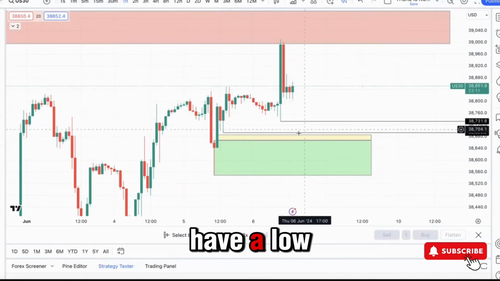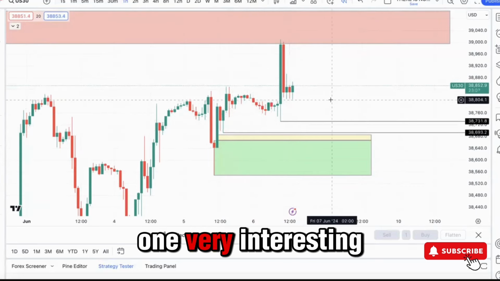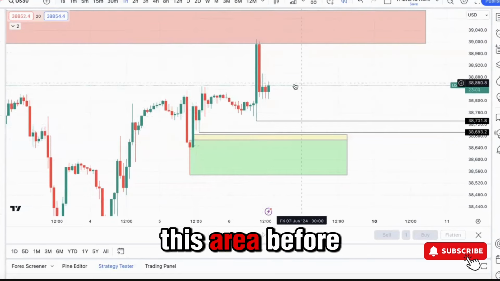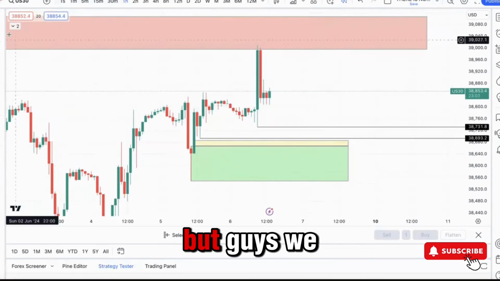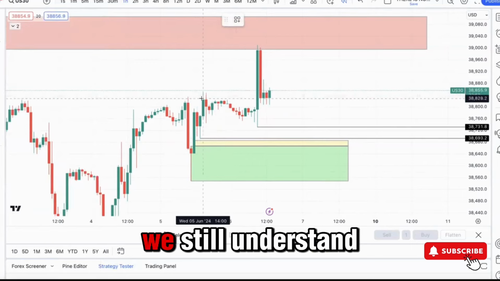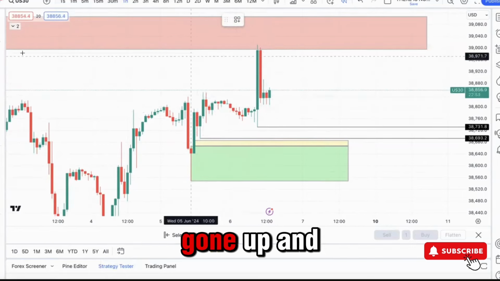So now we have a few lows, right? These lows have been swept, but not this one. Very interesting that price did not come down and sweep this low and tap into this area before going up, right? But guys, we still understand the trend. We still understand the direction, right? Price has gone up.